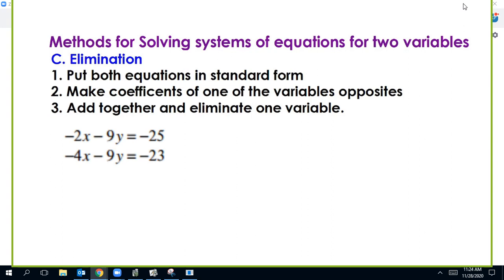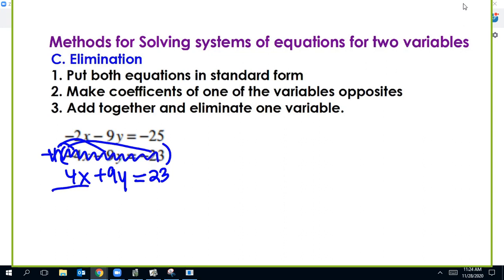So in this case, I can change all the signs of this bottom one by multiplying by -1. Distribute that, and I get 4x plus 9y equals 23. So I'll just cross this one off now and ignore it. Then you just add straight down. So -2x plus 4x is 2x. -9y plus 9y cancels, that's the point. And -25 plus 23 equals -2.